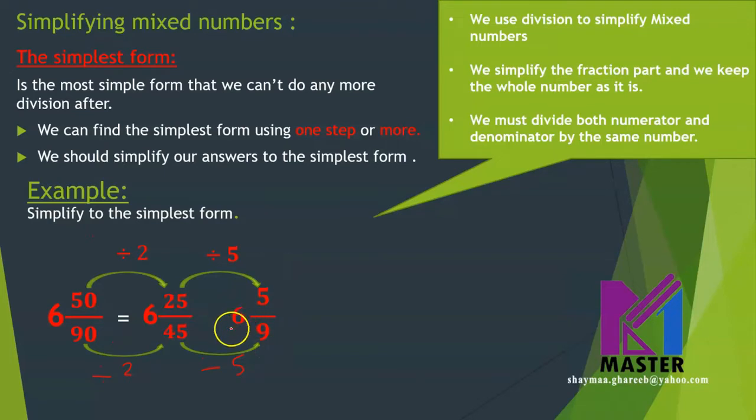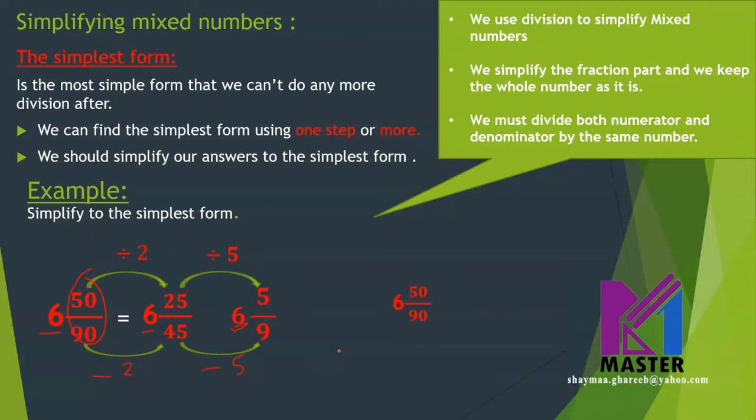As you can see, the whole number stays as it is. Okay? And I only simplify the fraction part, only the fraction part. In this example, we did 2 steps. We divided by 2, then we divided by 5.